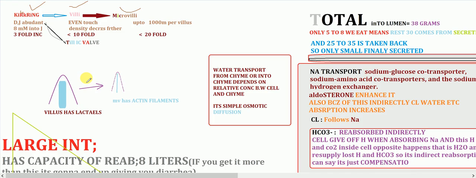And sometimes they extend even 8 millimeters into the lumen. So they can extend 8 millimeters. That's their height. So we talked about their location and we talked about their height. And by how much do they increase the surface area for absorption? You have to remember that they increase the absorptive surface area by 3 folds.